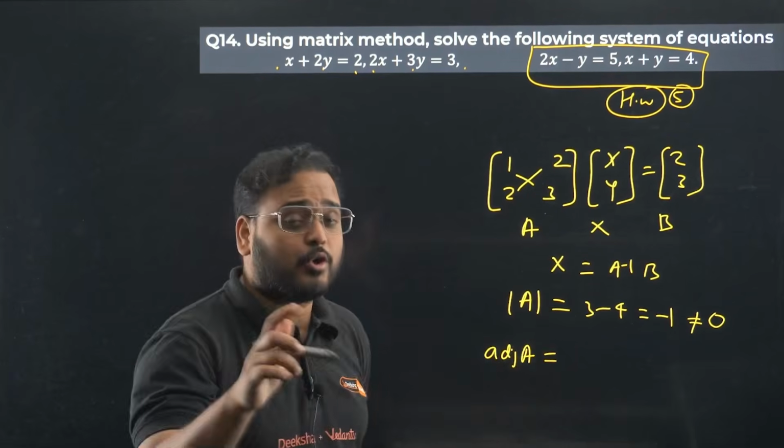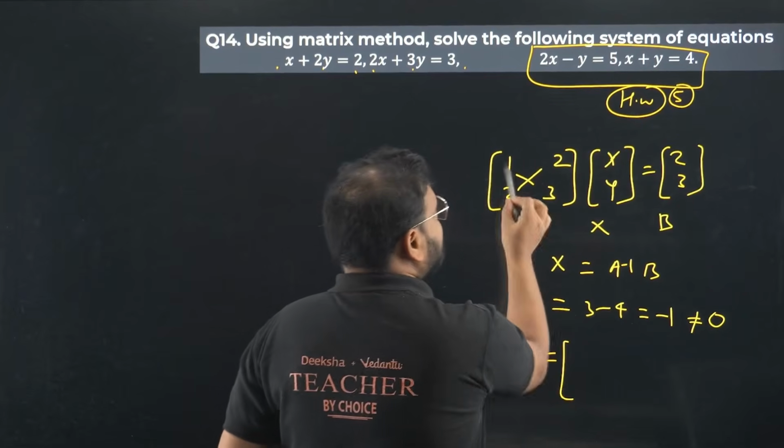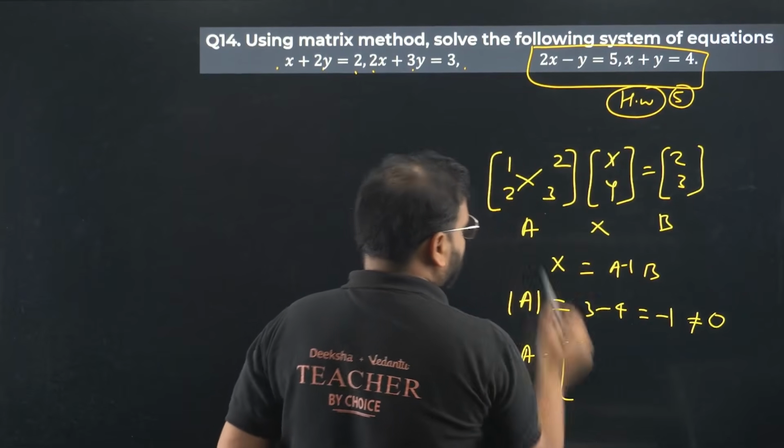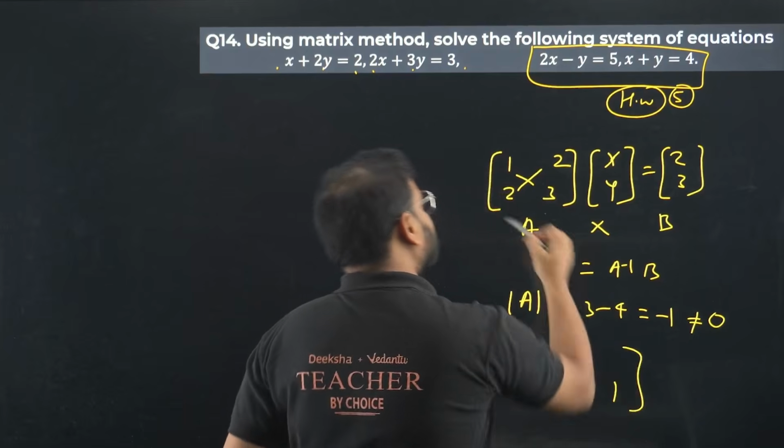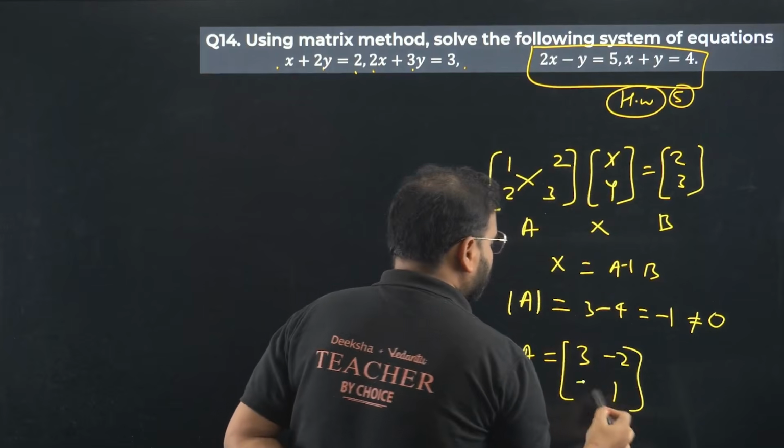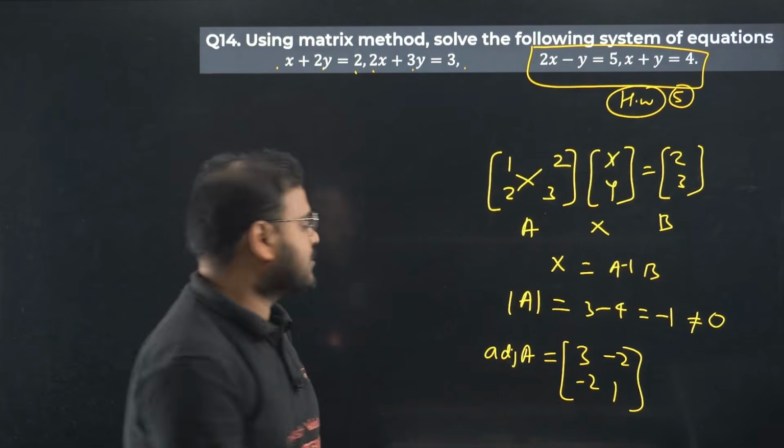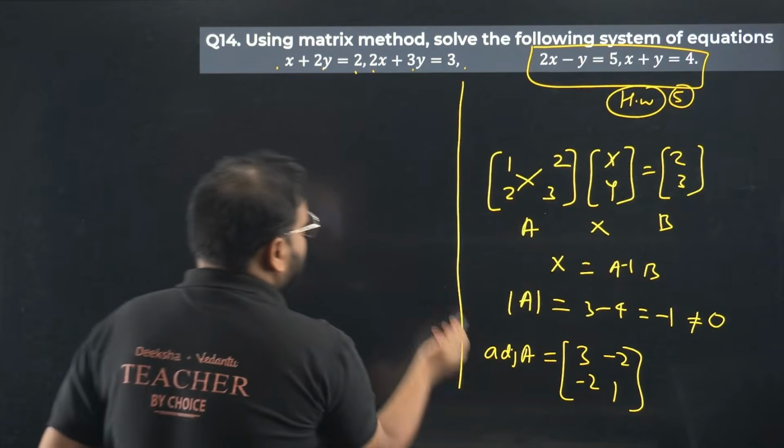How do you find the adjoint of a 2 cross 2 matrix? Very simple. Swap these values, 3 here and 1 here, and change the sign of the other two. Both are negative, so it becomes minus 2, minus 2. That's my adjoint. What is my inverse going to be?